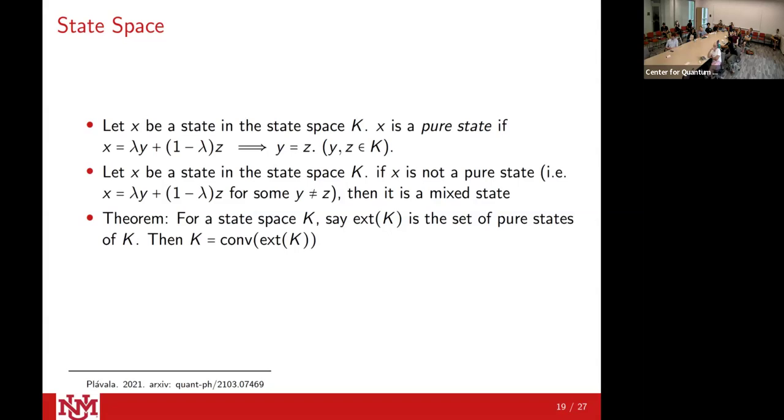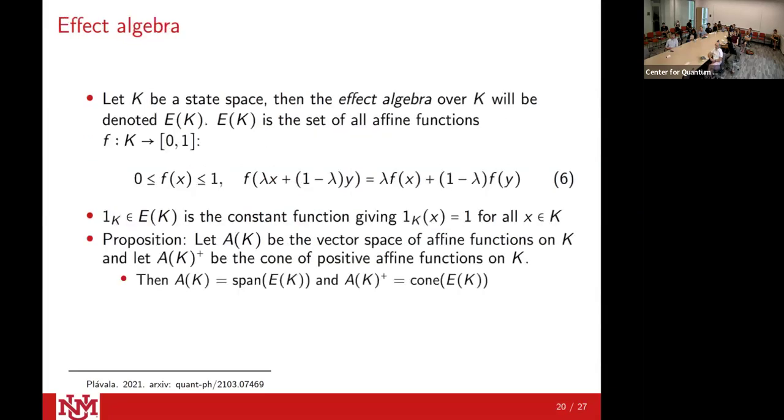And we can prove as a theorem that if you take the extension of the pure states of K, then the convex hull over that extension is K itself. There are a lot of theorems in this paper. I'm only giving you a few. K is a state space. All right. So you have state spaces, and then you have the effect algebra.